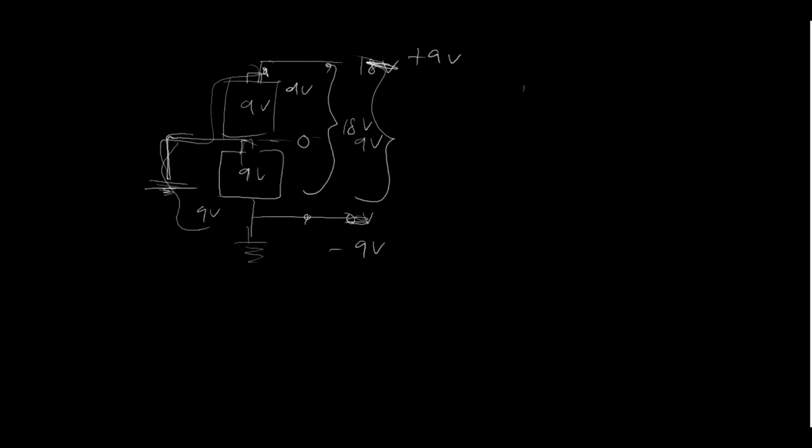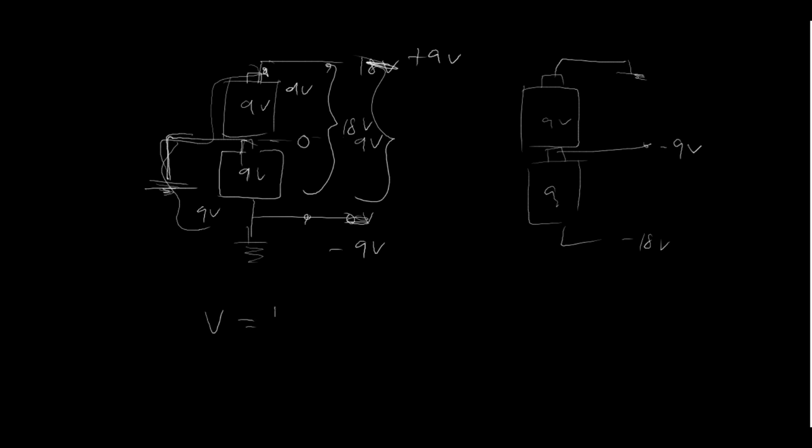Similarly, you can consider the other way also, like you can consider the top portion of the battery as ground, right? So the voltage at this point will be minus 9 volt, this point will be minus 18. So the battery voltage, V equal to 1.5 volt, is not absolute potential. It is actually the potential difference between the positive and negative terminal.